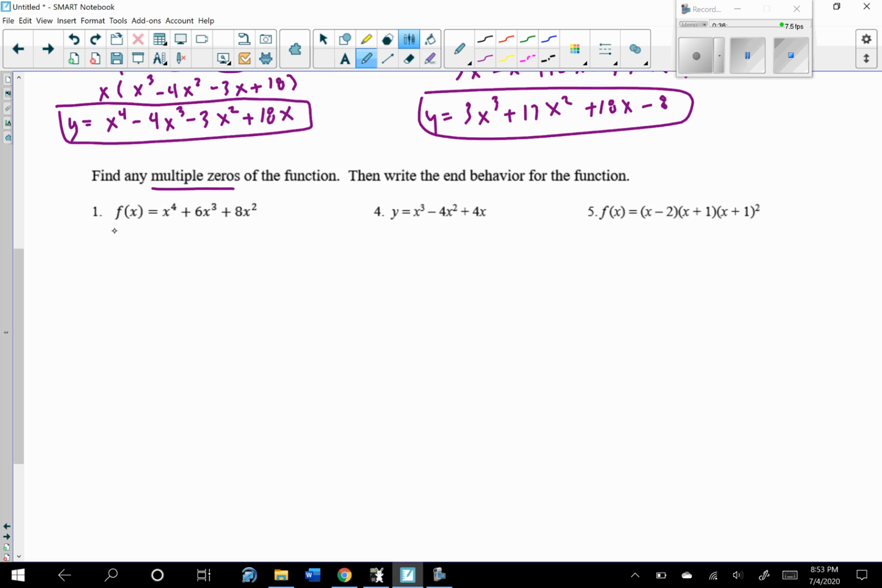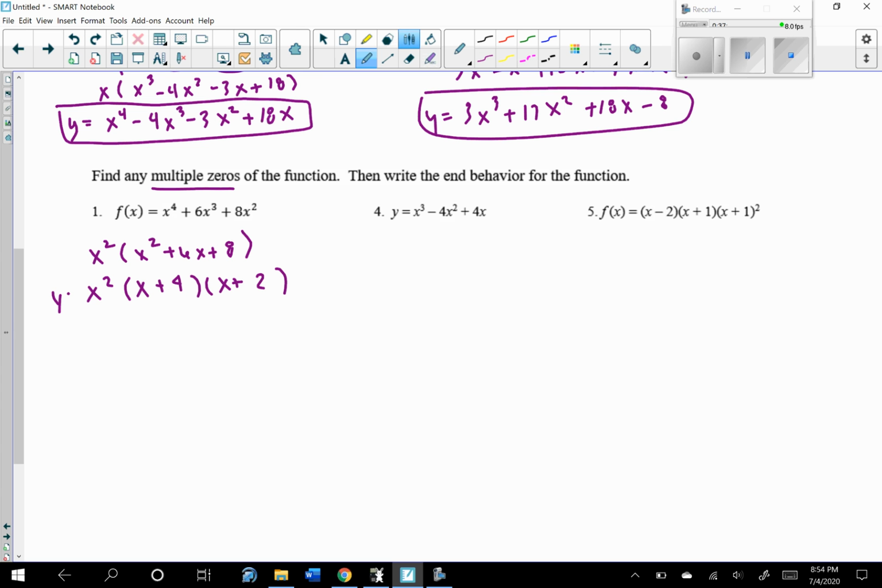So look for your greatest common factor first, which is x squared. When we factor that out, we get x squared plus 6x plus 8. This is a trinomial. We know how to factor those. We look for factors of 8 that add up to 6. Both of these are positive, so of course that would be 4 and 2. 4 times 2 is 8, and 4 plus 2 is 6.